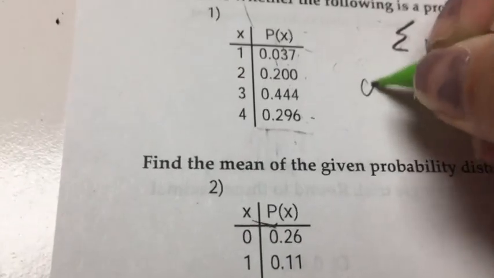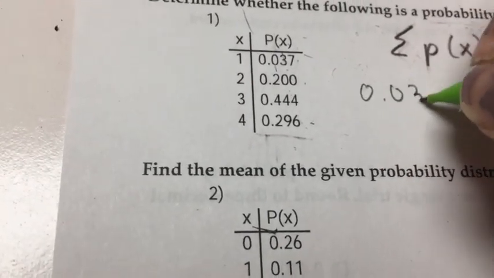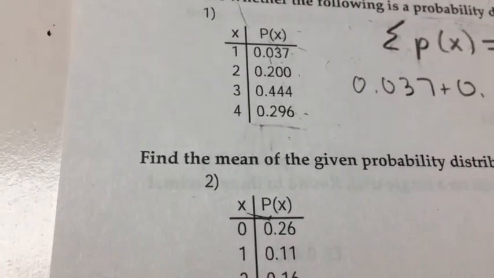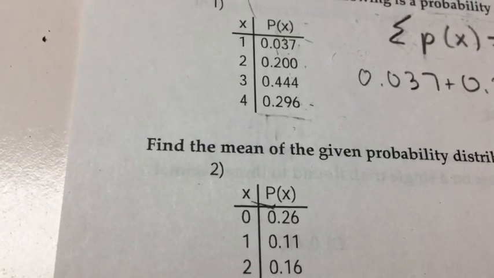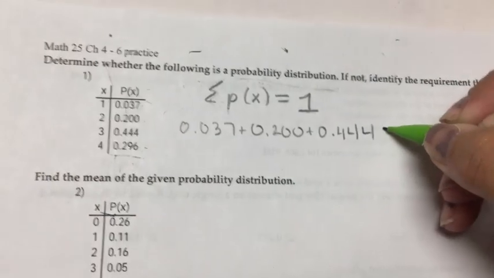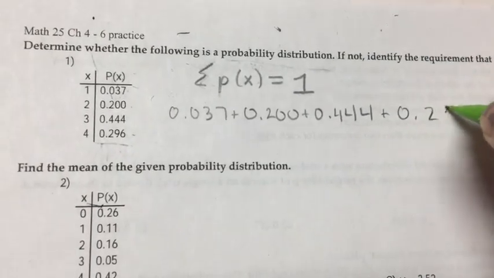So if it is a probability distribution, then all of your P of x's are going to equal 1. So I'm just going to add them up and see if they do. So 0.037 plus 0.200 plus 0.444 plus 0.296.